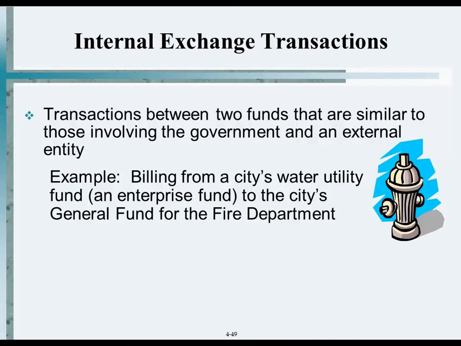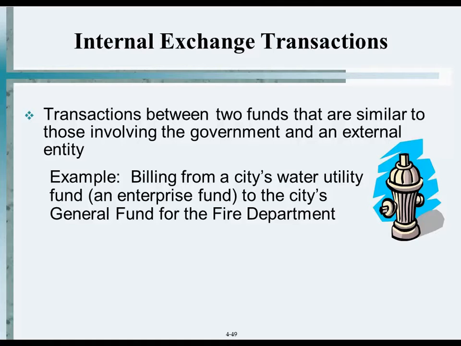I am the water department for the town, and in order for you to use the water, I send you a bill. You're using the water. The more you use, the more you'll get billed. That's an exchange transaction. The benefit is proportional to what? The amount that's charged, right?